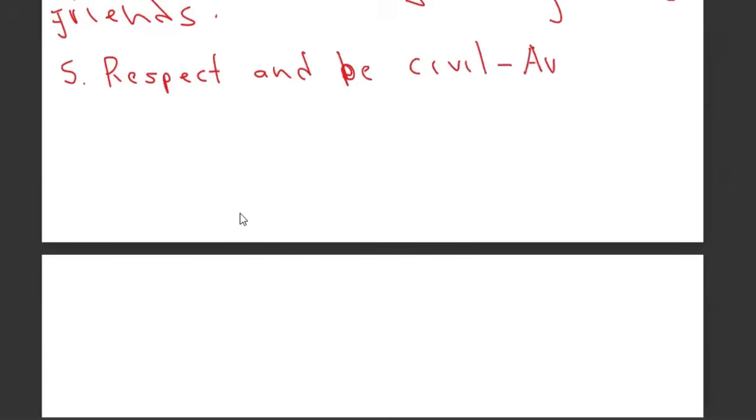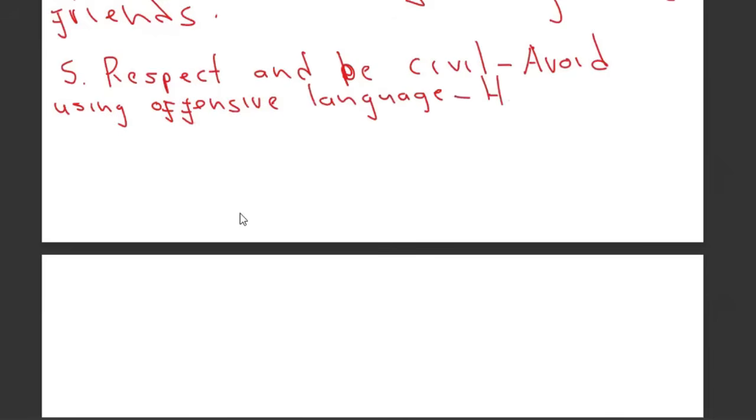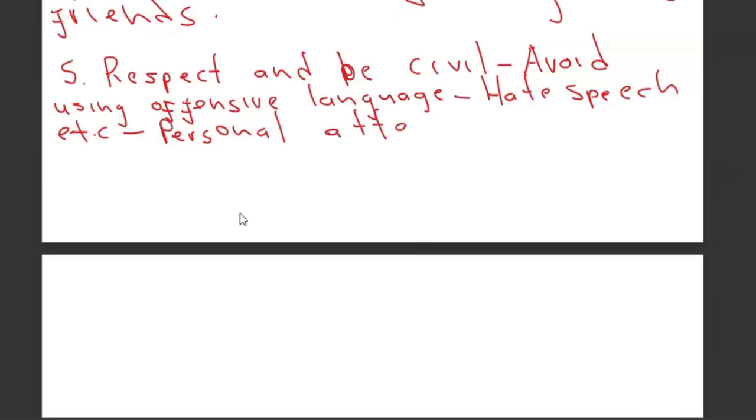So what to avoid? Avoid using offensive language, hate speech, and personal attacks. So respect and be civil, avoid personal attacks and hate speech. You must try, by all means, to be civil.